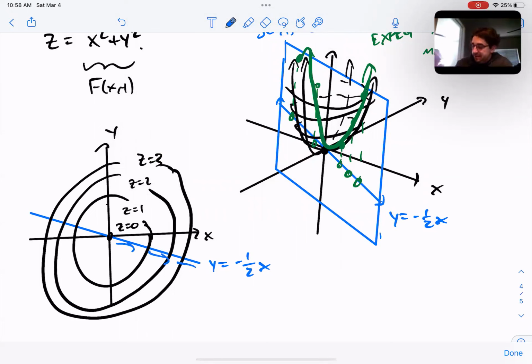As you hike this way, you go all the way out to where your z value approaches infinity, because I'm climbing from z equals zero to z equals one, z equals two, z equals three. And then the other way, I'm climbing also to z equals infinity, right? But then right here, I have that min, I have that min z equals zero. That only occurs at just one place.